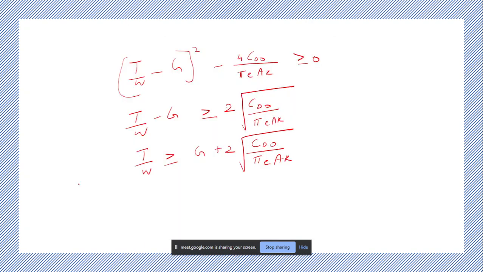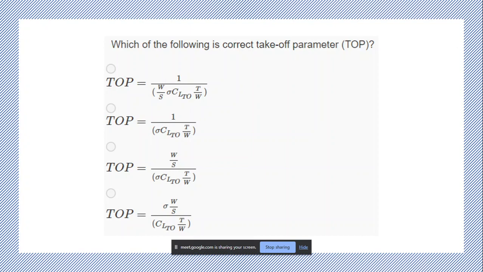Okay. Next we have the takeoff parameter. This was a straightforward direct equation that was mentioned in the lectures. Which one is the right answer? Takeoff parameter, TOP. Which one is it? Third one. Yes. So it's directly proportional to the wing loading, inversely proportional to the thrust loading. It's similar to the previous equations that we had seen, right? What was the previous equation? The liftoff distance. It was similar to that. Directly proportional to wing loading, inversely proportional to thrust loading.